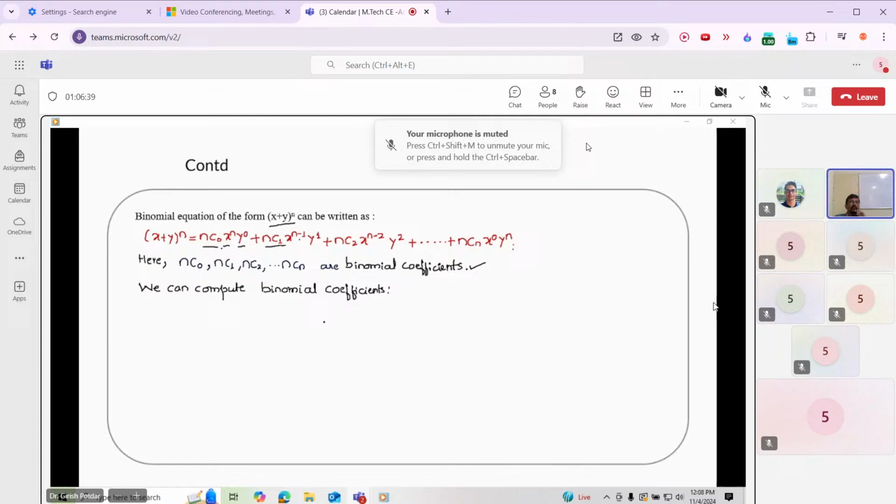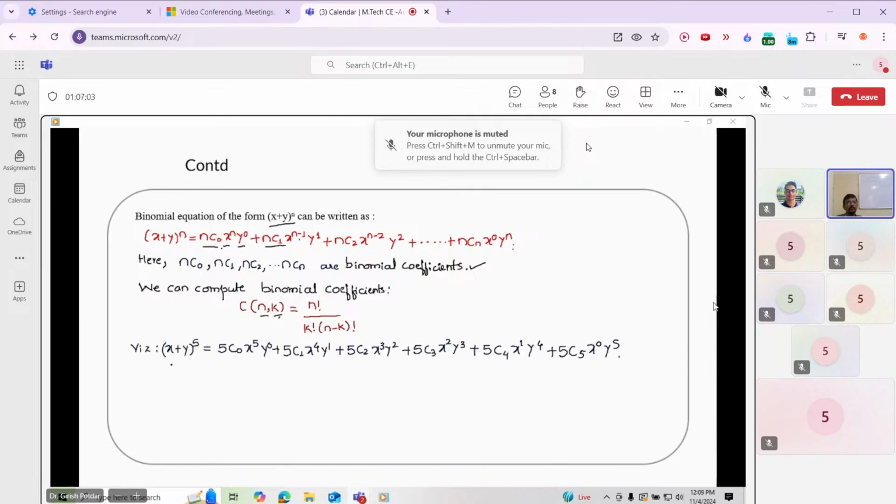We can compute binomial coefficients using a standard formula: C(n, k) is n factorial upon k factorial times (n minus k) factorial. So you have a large number n, and you want to select a smaller subset k: n factorial upon (n minus k) factorial into k factorial. Let's look at one quick example.